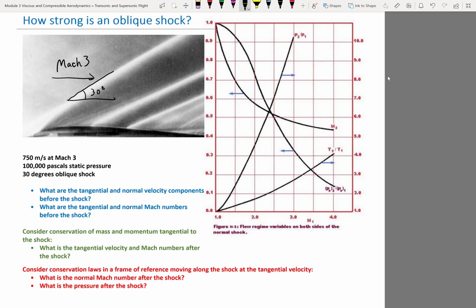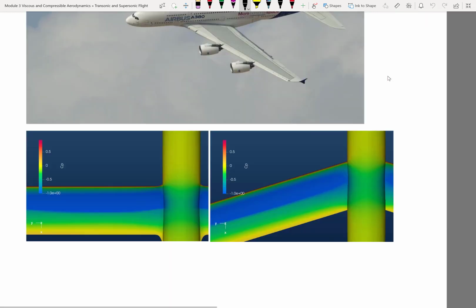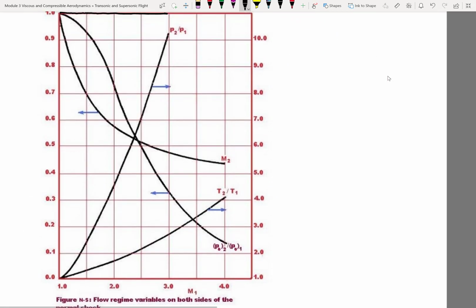First of all, let's take a look at what happens if we have a normal shock at Mach 3. Go back to the graph. We can see that at Mach 3, the normal shock would be very strong, right? So particularly if you look at the ratio of stagnation pressure, almost we are losing 2/3 of the stagnation pressure at upstream.